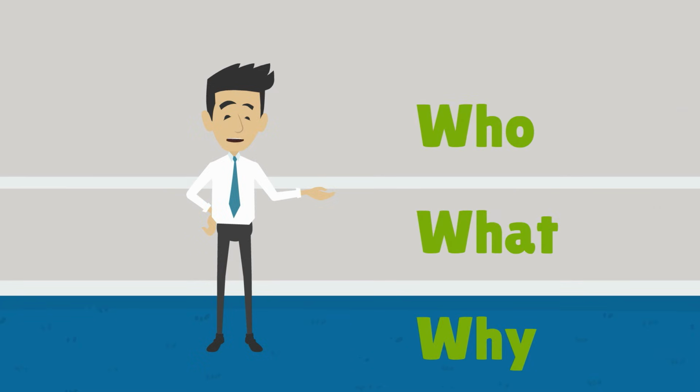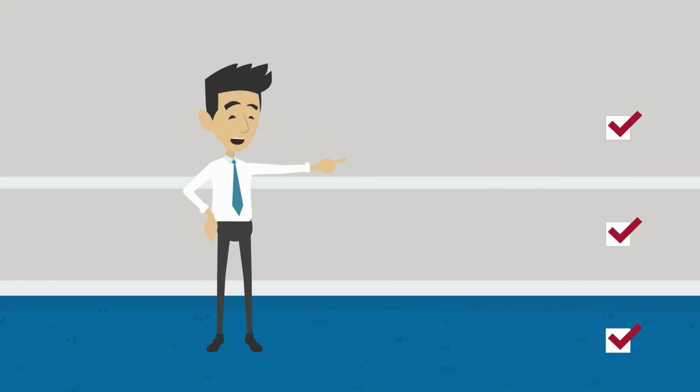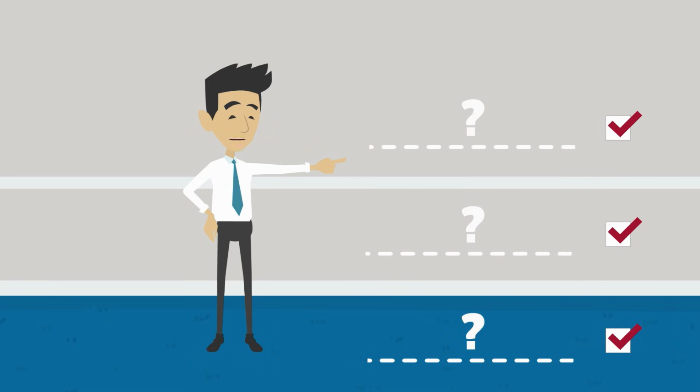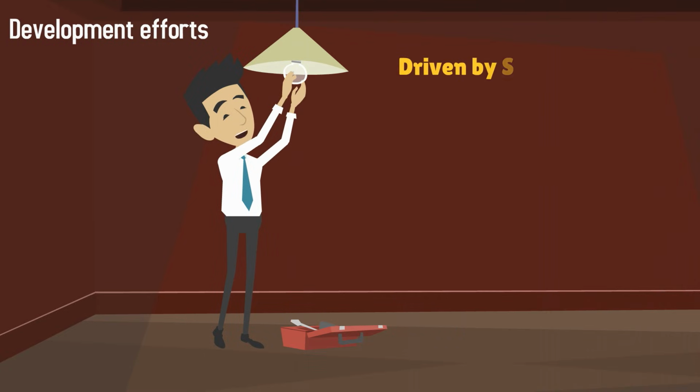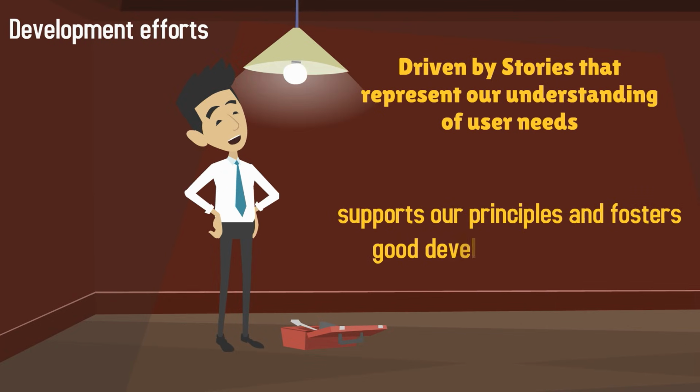The examples we've just seen cover who, what, and why. Having a template is a good way to make sure you capture enough information to represent the idea of what the user needs without getting bogged down in all the implementation details. When our development efforts are driven by stories that represent our understanding of user needs, it supports our principles and fosters good development practices.